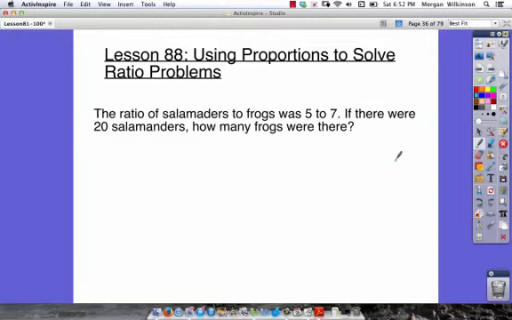Lesson 88 is about using proportions to solve ratio problems. And our first question says, the ratio of salamanders to frogs was 5 to 7. If there were 20 salamanders, how many frogs were there? Well, in this problem it says the ratio of salamanders to frogs was 5 to 7. So, ratio, that just means a fraction.